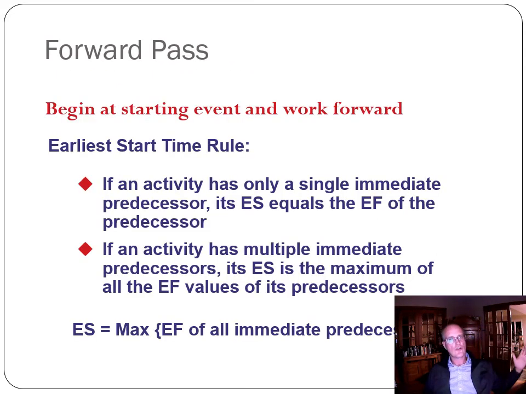So as I said, we go from start to finish, what's called the forward pass, where we look at everything that comes out of the start node. The earliest start time is 0 or whatever time the project starts, and we add the time and we get earliest finish, and we go through. It's easiest to see in an example. I'll do an example for you shortly.